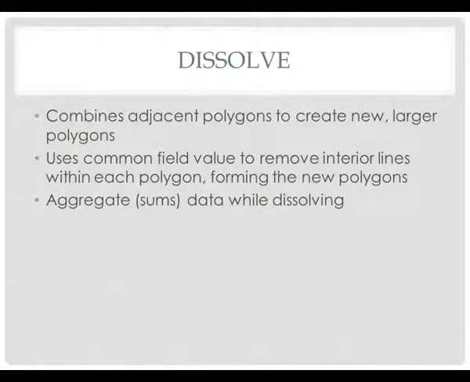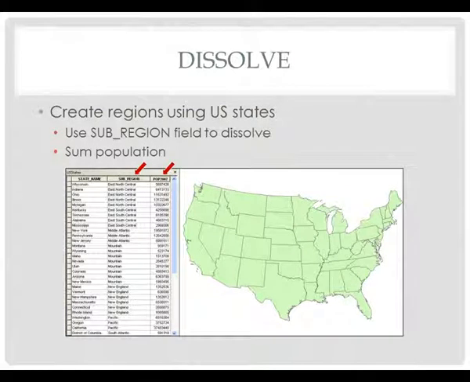Dissolving combines adjacent polygons to create a new, larger polygon. So you would use common field values to remove interior lines, for example, creating regions using US states. You could use the subregion field in this particular data set, or create one yourself if you need to, to dissolve and then sum the populations.